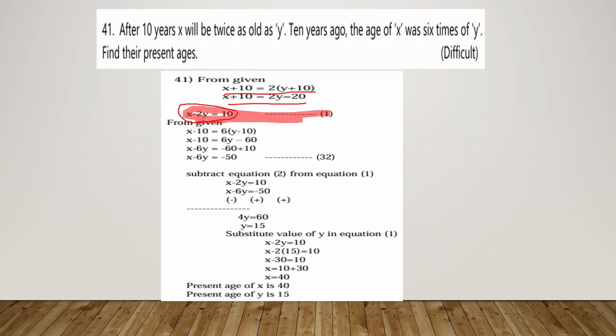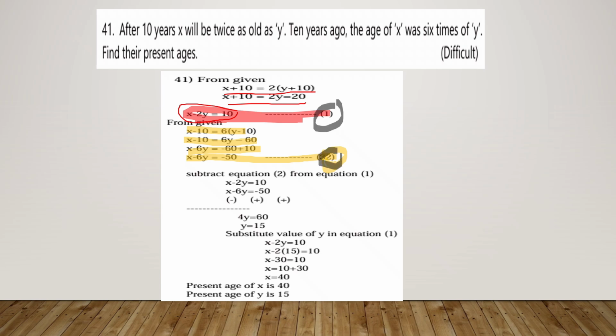Then the second equation, that is x minus 10 is equal to 6 into y minus 10, can be written as x minus 10 is equal to 6y minus 60, since 6 into minus 10 is minus 60. So grouping the similar quantities here, x minus 6y is equal to minus 60 plus 10. So you'll get x minus 6y is equal to minus 50 as equation 2 here.